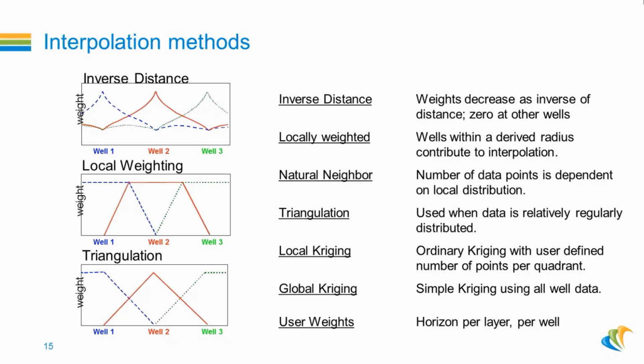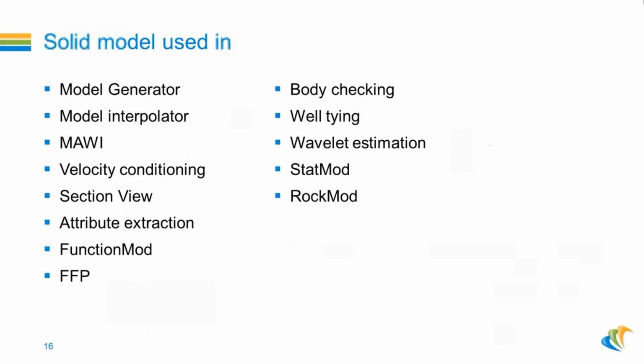So we have various interpolation methods like inverse distance, locally weighted, natural neighbor, and also kriging, and you can put user weights in there, so you can completely design your own interpolation scheme. So that's quite flexible as well.